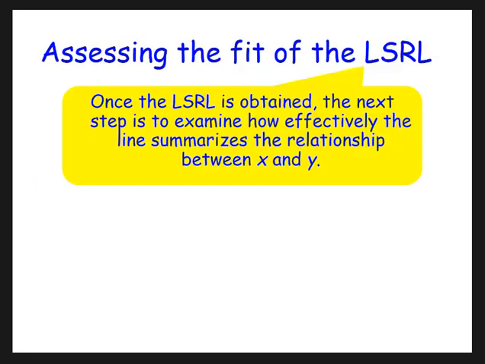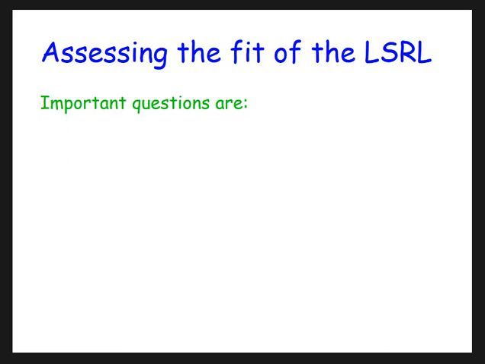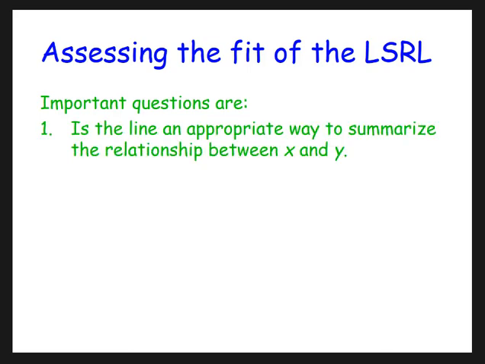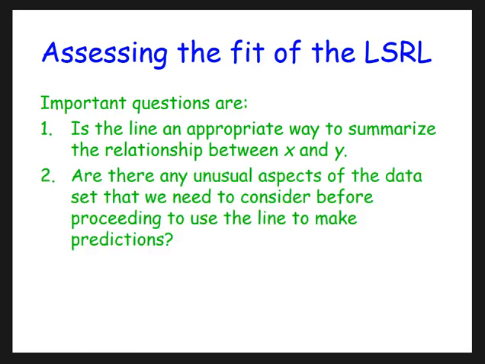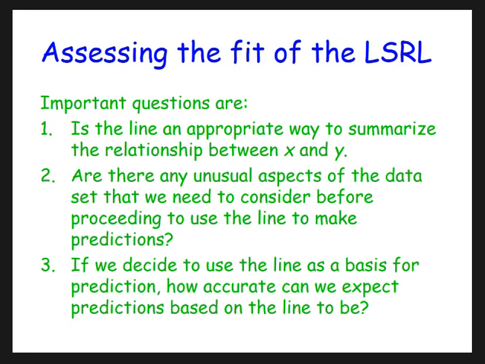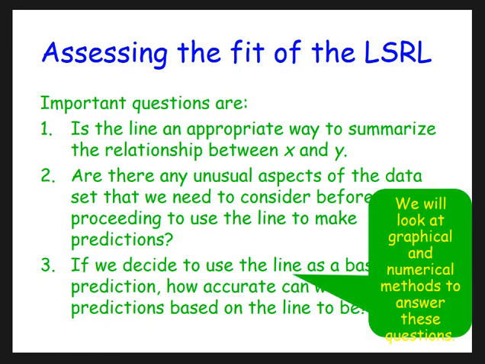So once our least squares regression line is obtained, the next step is to examine how effectively the line summarizes the relationship between x and y. Important questions are: is the line an appropriate way to summarize? Is it really appropriate to use it, or are there other measures that would be a better estimate? Are there any unusual aspects of the data that we need to consider before we can use that line to make predictions? And if we decide to use the line as a basis for prediction, how accurate can we expect those predictions to be? So we look at graphical and numerical methods to answer.